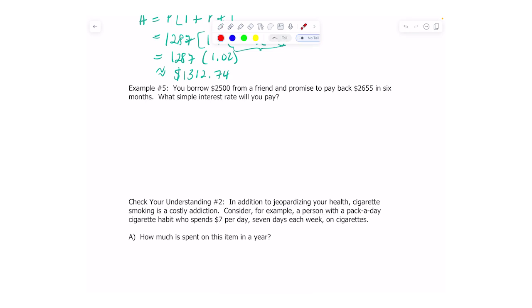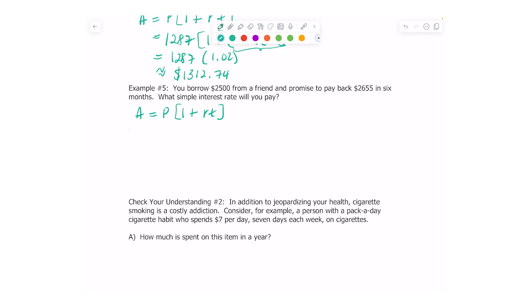Let's say in this situation, you borrow $2,500 from a friend and you promise to pay back $2,655 in 6 months. What simple interest rate will you pay? Okay, so now I've got in this problem a couple things. I've got the amount I'm borrowing, which we know is P, and you're paying back 2,655, so that's the future value, and I'm looking for the rate. So that means I'm going to be using the future value formula, which is A equals P times 1 plus R times T.